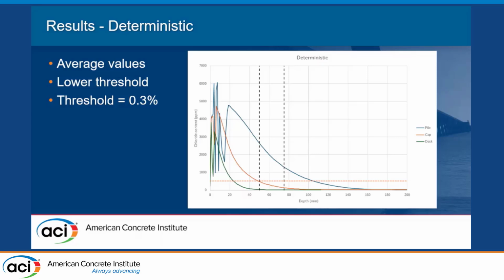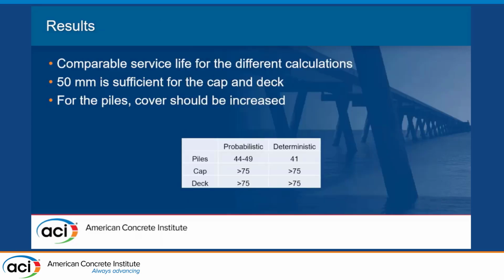For the pile, the probabilistic calculations were showing that we had corrosion initiation, a high probability. If we use the deterministic approach, we see that the intersection is well past the intersection of the threshold and the cover. So yes, it says also that we should have corrosion at 75 years. And if we compare both, it gives comparable results.